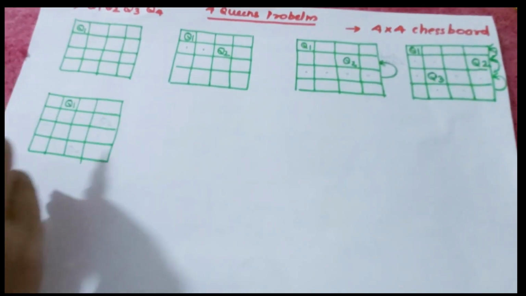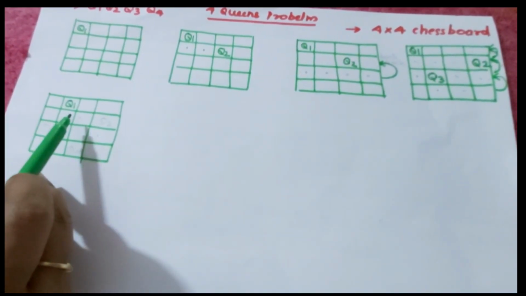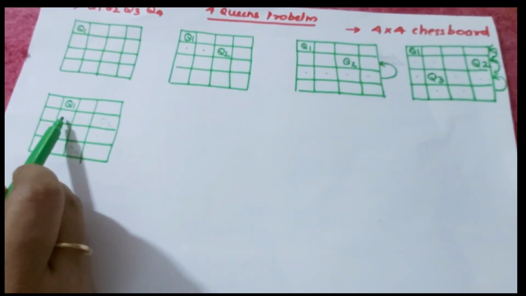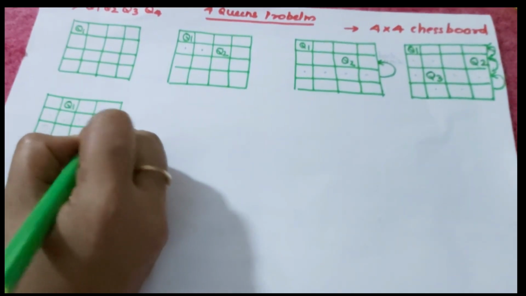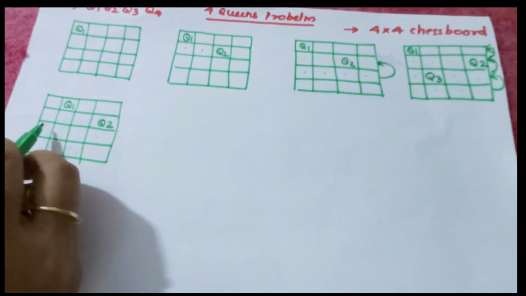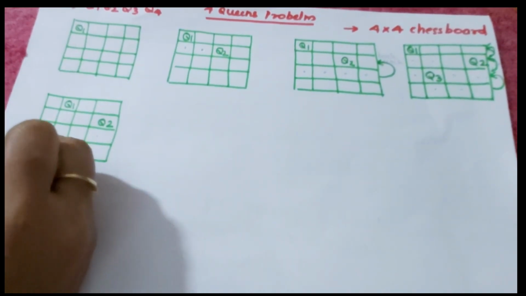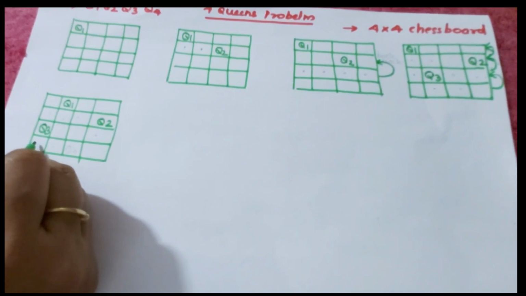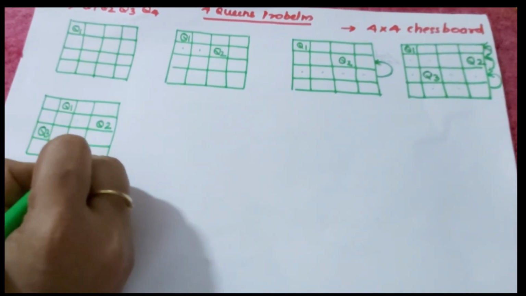We have placed Q1 here. Now let us check where you can keep Q2. Can you keep Q2 here? No. Can you keep here? No. Here? No. Here? Yeah. You can keep Q2 here. Then what about Q3? Q3 can be placed here. Okay. Now what about Q4? Can you place Q4 here? No. Here? No. Here? Yeah. You can place Q4 here.